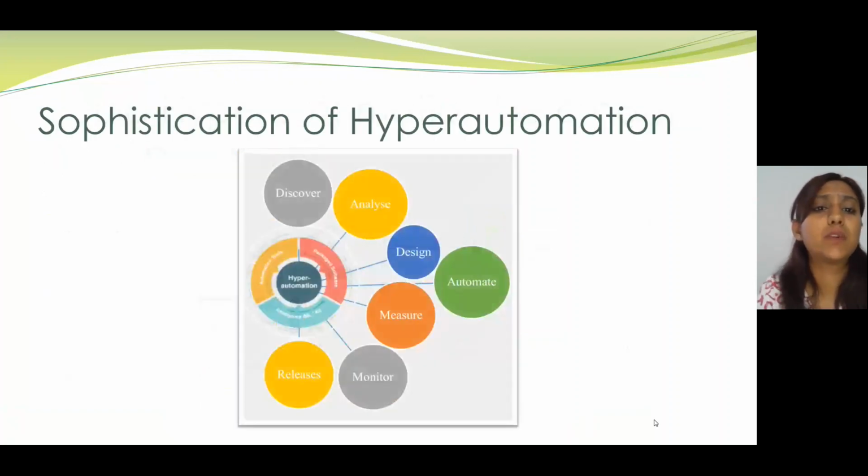Now let us start with the sophistication of hyperautomation. The level of sophistication of hyperautomation is discussed as shown in the figure. It consists of discover, analyze, design, automate, measure, monitor, and release. Discover is the first step in the procedure, to identify the connecting elements, items, devices, people, organizations, and processes in relevant contexts.